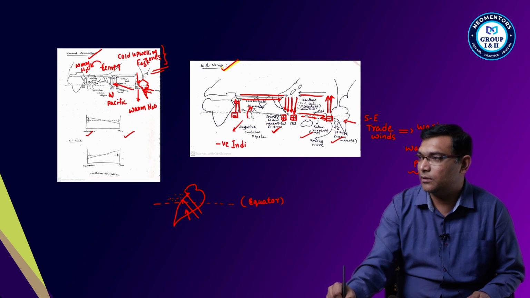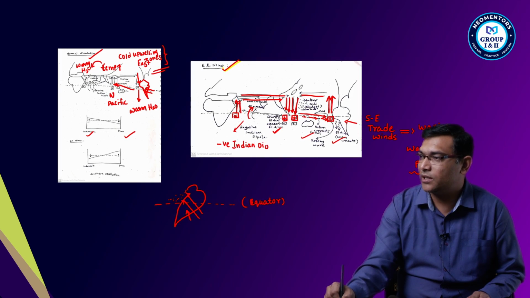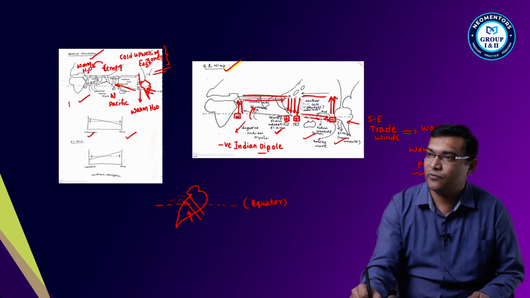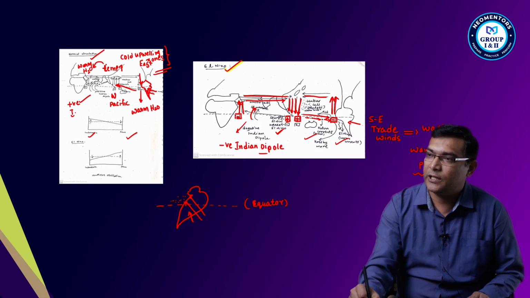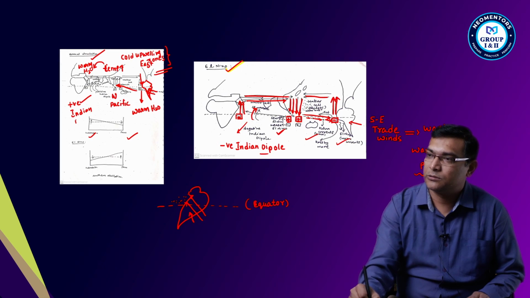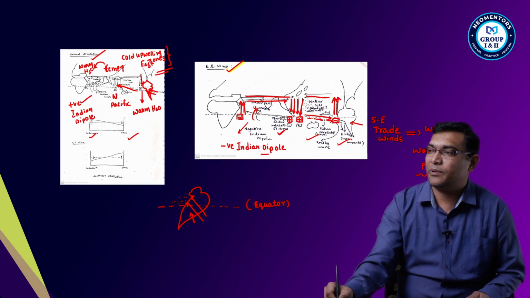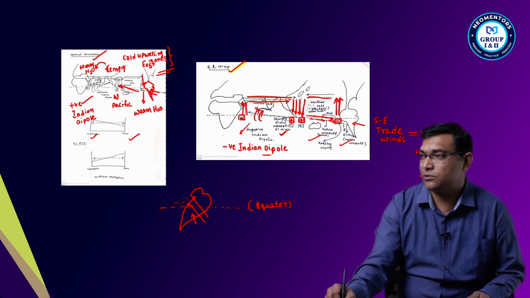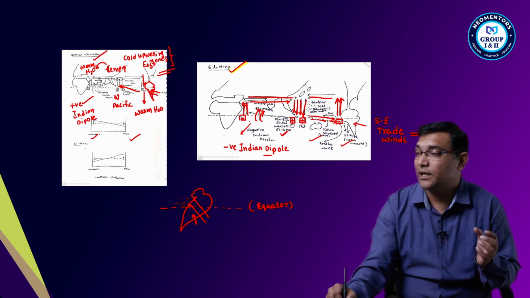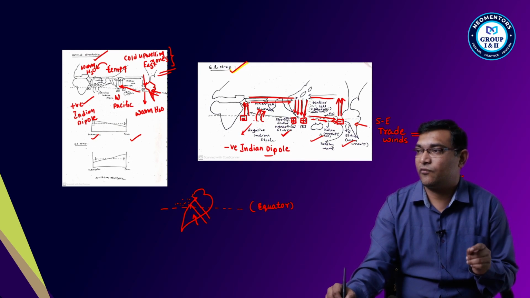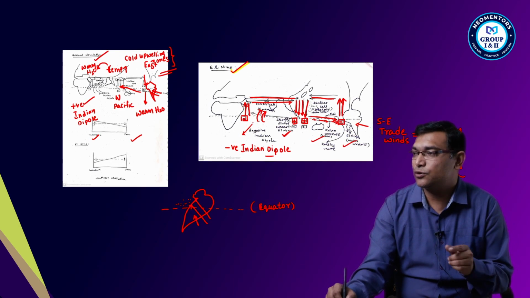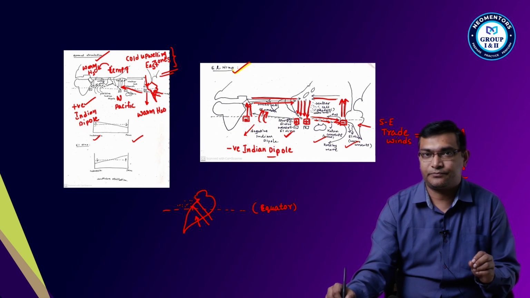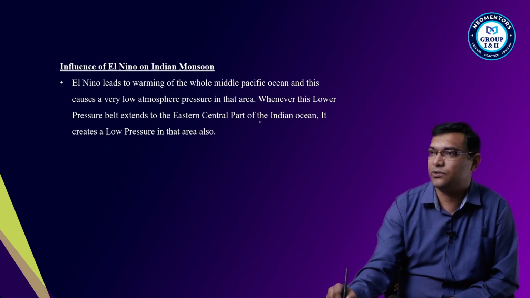What is a positive Indian dipole? Just now I told you in the normal. This is your normal, so we have a positive Indian dipole here. What will happen? Because of the El Nino, the winds which have to be stronger, which drag the water from your Arabian Sea, Indian Ocean or Bay of Bengal into India, are getting weakened. So see here how they are.